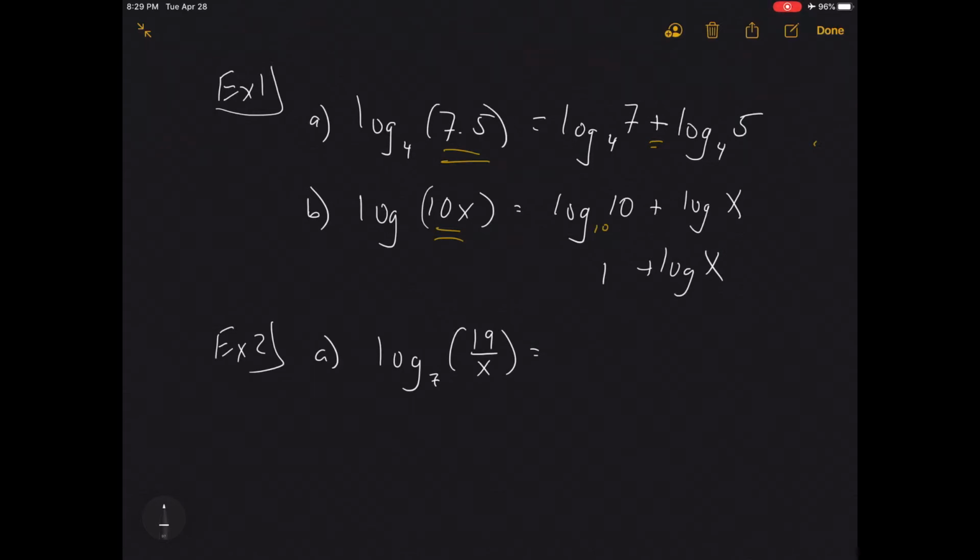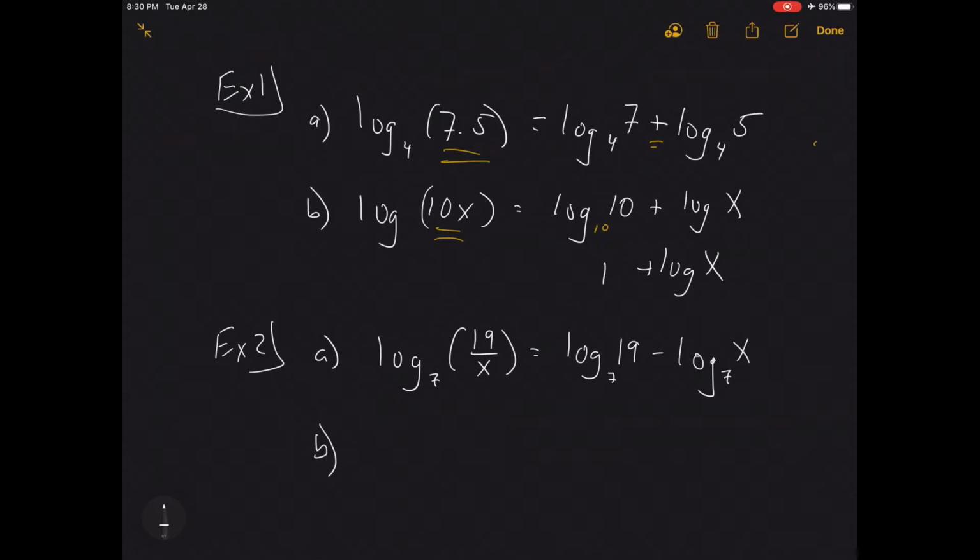And what you want to think of is, how many things within my argument do I have either being multiplied or divided together? That's going to tell you how many logs you have. In this case, I have two things, 19 and x. Those two things are being divided. So I'm going to separate this into the log of 19 base 7 minus, now because it's a division problem, log of x base 7. And the log of 19 base 7 cannot be simplified easily, so we're going to leave it just like that.